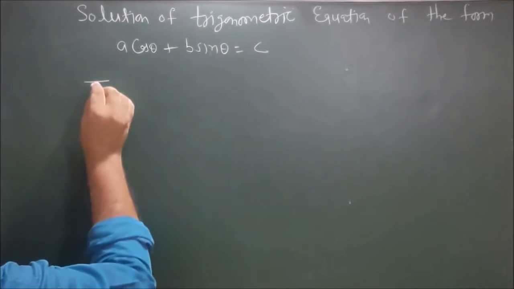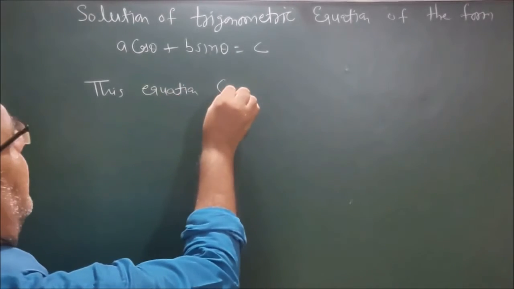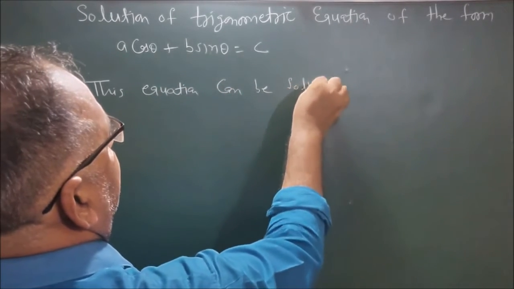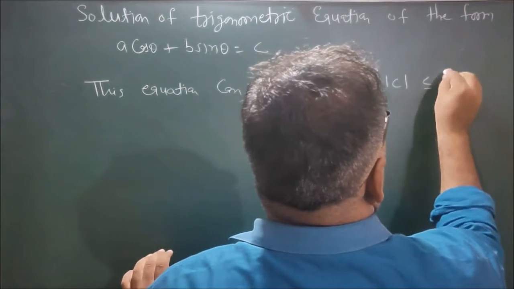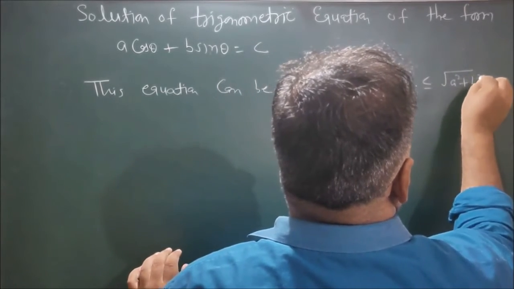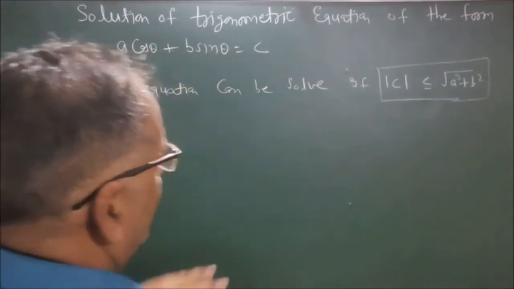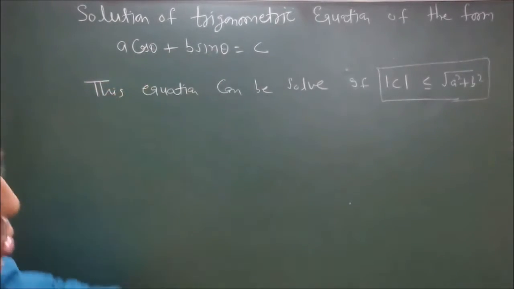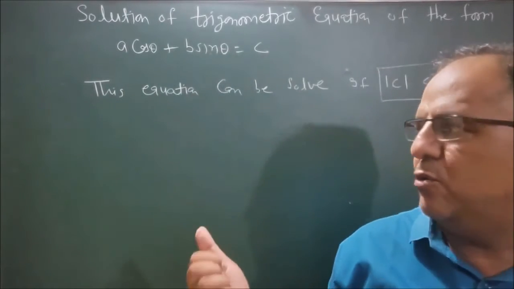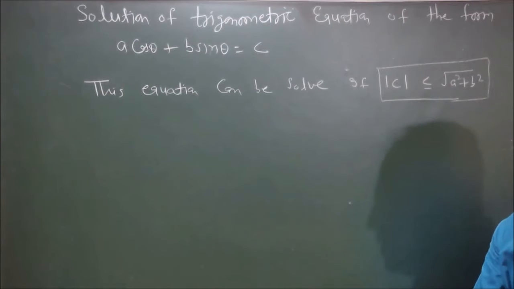This equation can be solved if magnitude of c is less than or equal to under root of a square plus b square. This is the compulsory restriction for solving this type of trigonometric equation. If the trigonometric equation is coming in the form of a cos theta plus b sin theta equal to c, where a and b and c are numerical values, we first check if magnitude of c is less than or equal to under root of a square plus b square, then we can say this type of trigonometric equation can be solved.